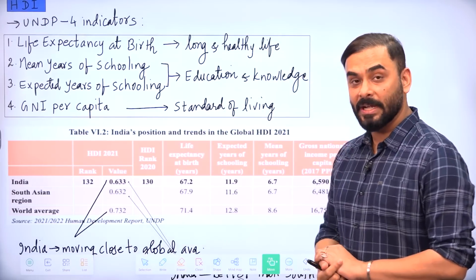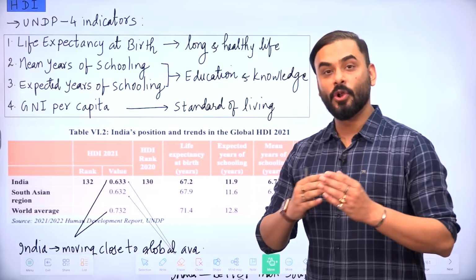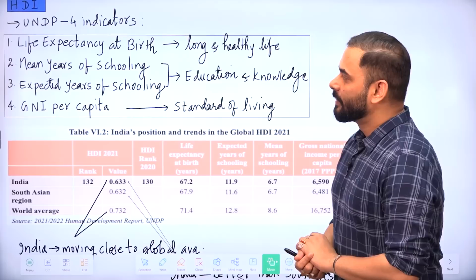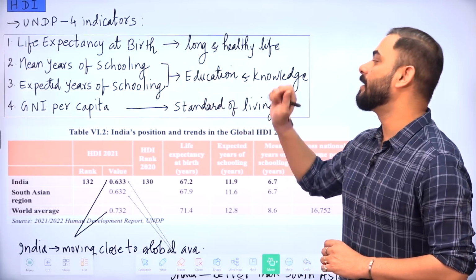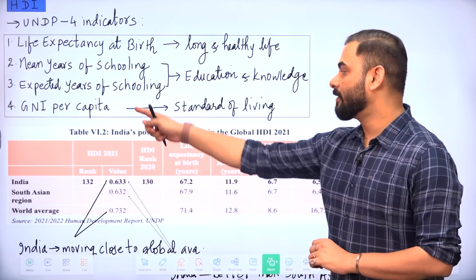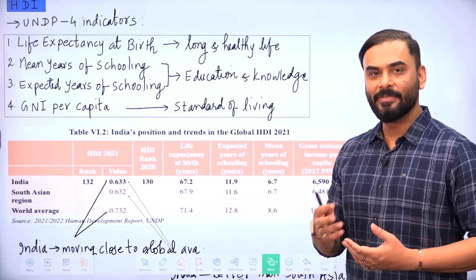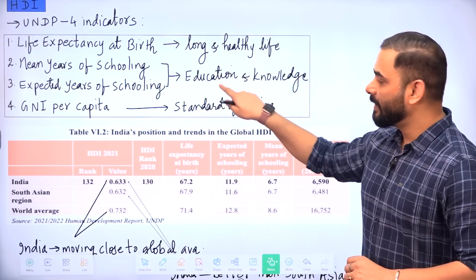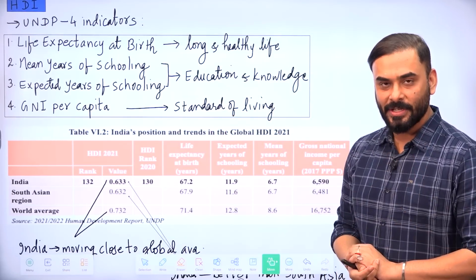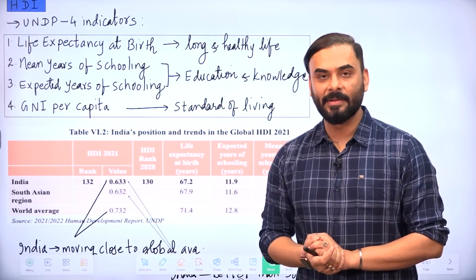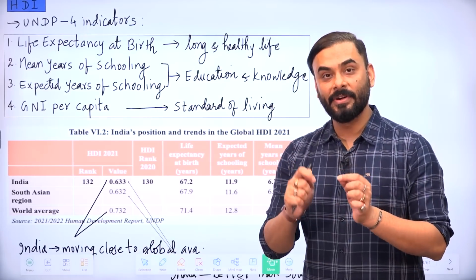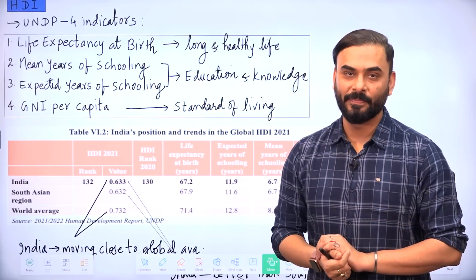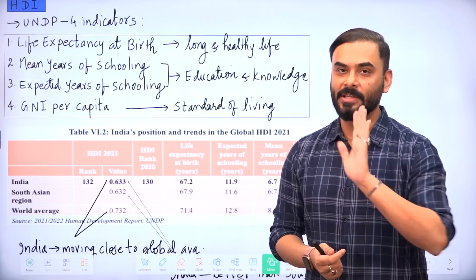The first one, life expectancy at birth, shows how long the people are living in a particular country and how healthy their life is. The second and third together reflect the level of education in the society. And the fourth one is about the material living comforts, called the standard of living of the society. These three indicators are given equal importance. And when we merge and integrate them for a particular country, we give it a score. And based on the score of a country, we give a rank to the country. This shows the level of socio-economic development.